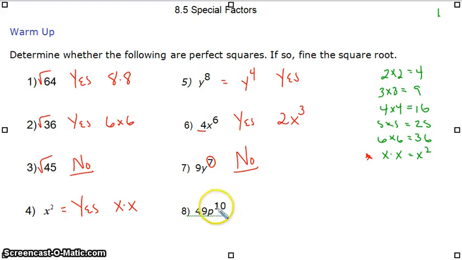Okay, look at number 8. This is even. Cool. 49. We take the square root of that? Yeah, it's 7. So we're going to have 7p to the 5th because we're taking half. All right, good. So that's how we're going to start this off. We're going to be dealing with perfect squares a lot in this section. So this is a good review. If you wanted to write that down, that would be a good idea.